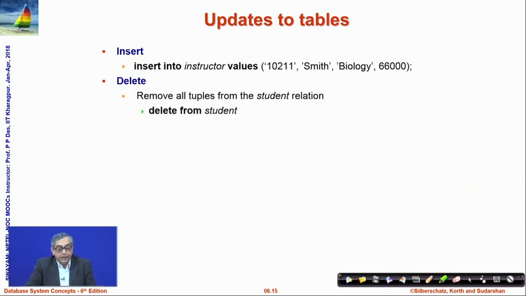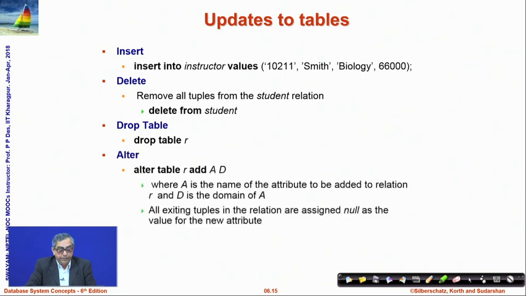Similarly, a deletion can be done by delete from students. If you do delete from students without specifying which record you want to delete, basically all records will get deleted. We will see how selective deletion happens later on. Drop table is a command to remove a table that has been created from the database altogether, by doing drop table and the relation name.